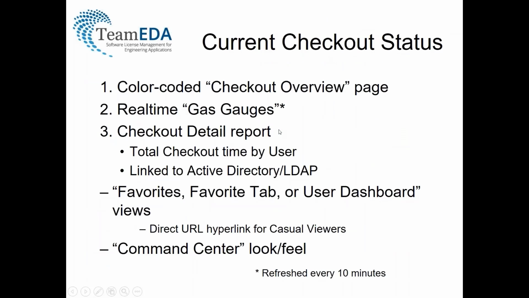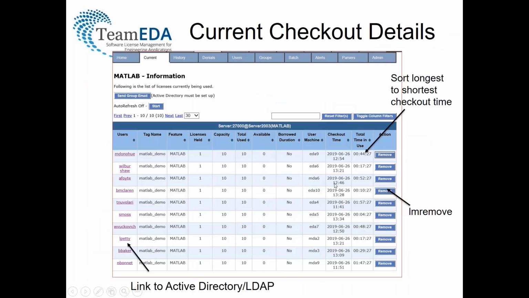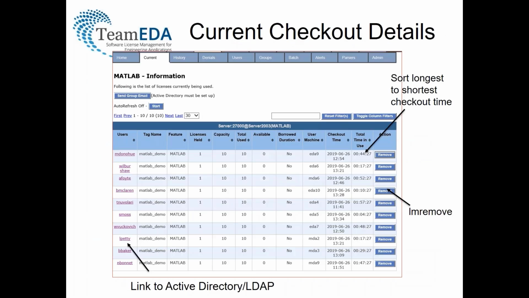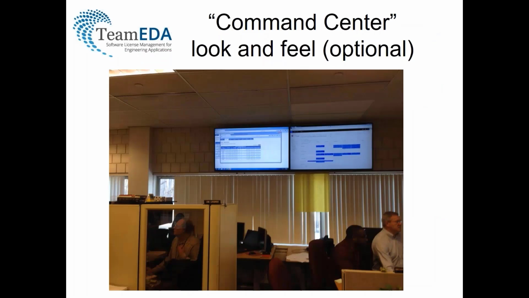So three ways of looking at current checkouts: the color-coded overview page, the real-time gas gauges, which is this one, and then the checkout detail report to see all the gory details of who has it checked out and for how long. And again, any of these reports can be set up as on demand. Just one click will take you directly to the report.